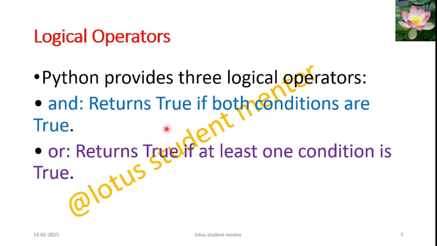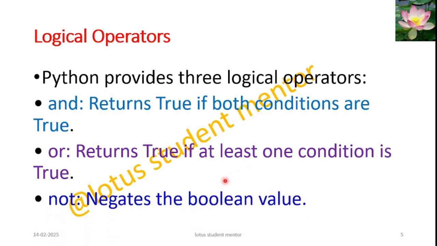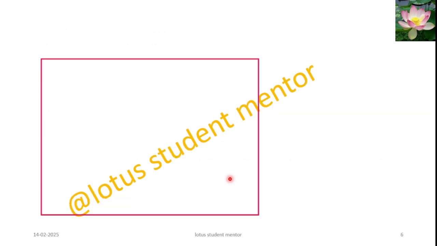Whereas in the case of OR operation, it returns true if at least one condition is true. Very important condition. If condition 1 is true and condition 2 is false, then the output returned is true in the case of the OR operator. Now coming to NOT, it negates the Boolean value.